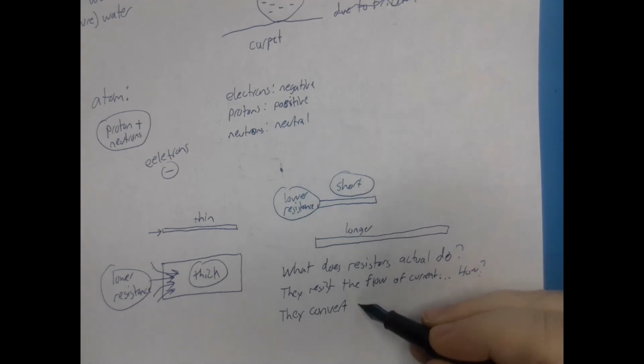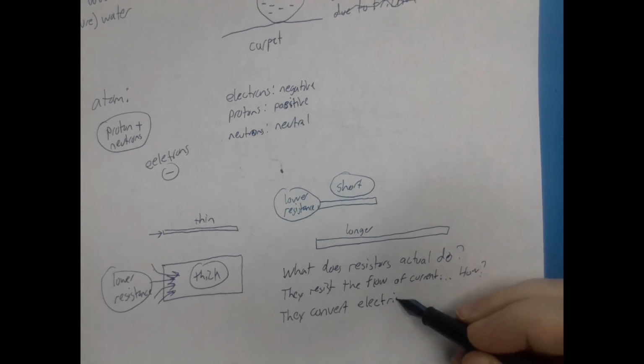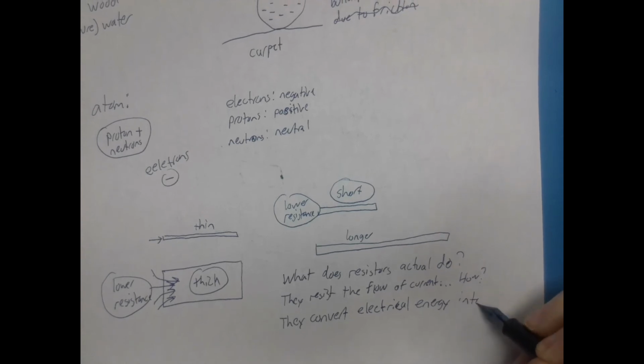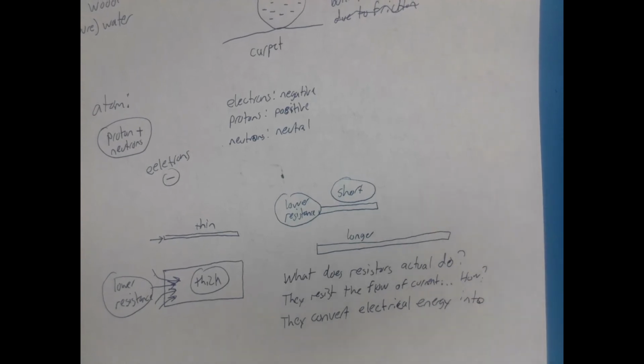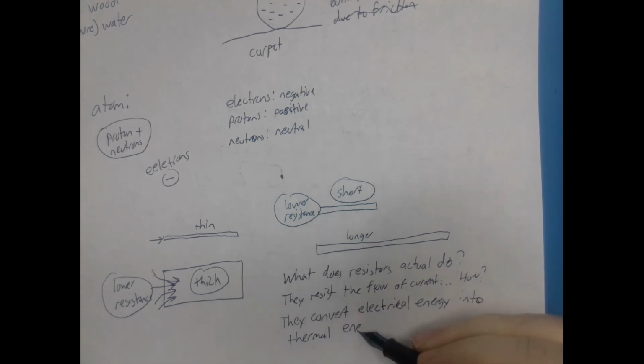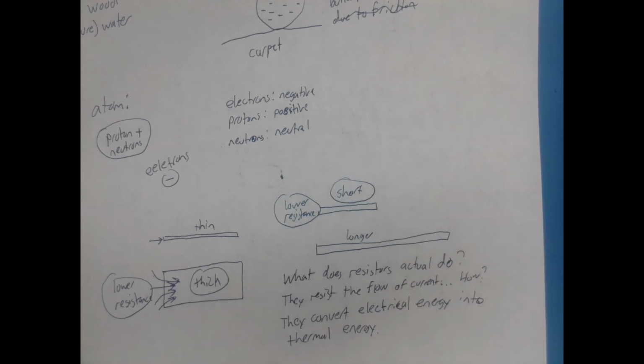electrical energy into what? What would they convert electrical energy to? Heat, thermal energy. So it's friction basically, except in an electrical sense. A resistor is like electrical friction, just like sliding or trying to grab hold of a moving rope, you can get a rope burn.